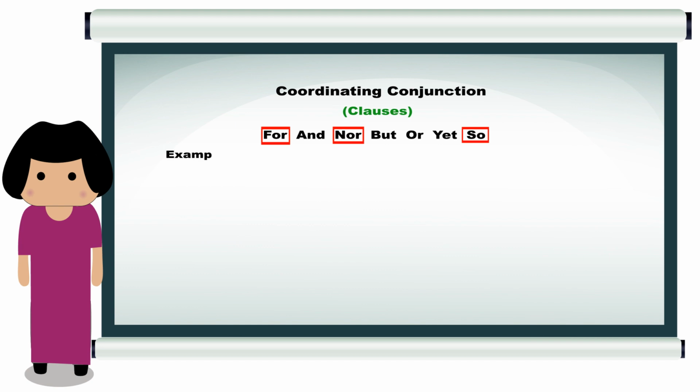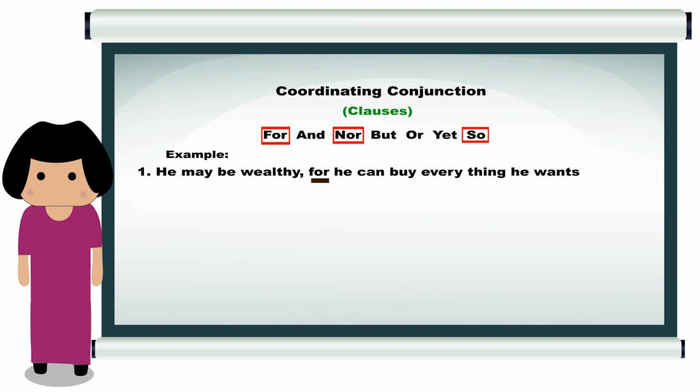Now let's look at the example. The first one: He may be wealthy, for he can buy everything he wants. The meaning of for here is the same as because. So it has a different meaning from, for example, I give it for you. For in that sentence is a preposition, but for as a coordinating conjunction means because, to give the reason. So in this sentence, for is used to connect two clauses. The first one, he may be wealthy, and the second one, he can buy everything he wants.